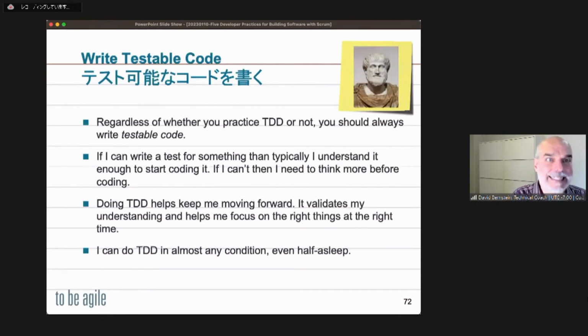Regardless of whether you do TDD or not do TDD, you can write testable code by simply asking yourself, how testable is this code I'm about to write? And if you think that it's hard to test, then change it, write it differently.